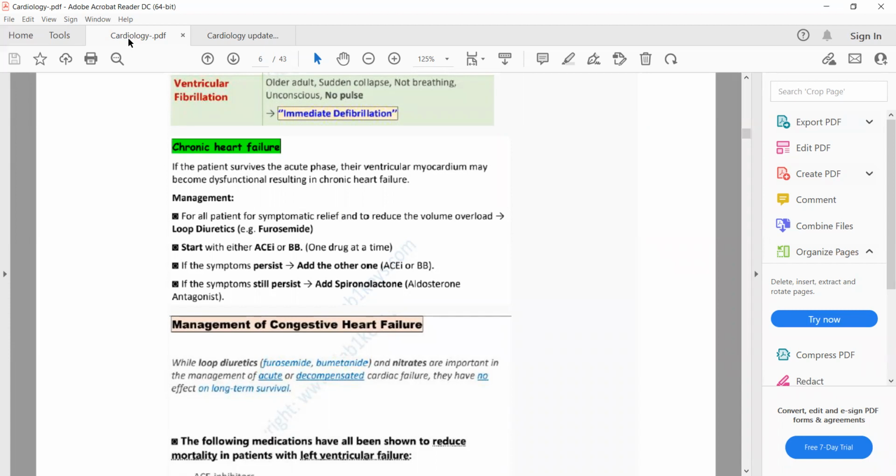And the other long-term medication for chronic heart failure is ACE inhibitors or beta blockers. We'll start with one drug, either ACE inhibitor or beta blocker, and if there is no improvement with a single drug, then we will add the other one. For example, in a patient with diabetes and if he is having chronic heart failure, then we will start with ACE inhibitors.